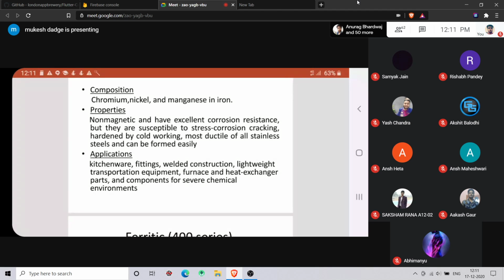The chemistry that it has is important. That can be hardened by cold working, right? Most ductile of all stainless steels and can be formed easily, right? So ductility and malleability are there in it, right? You can say forming also, formability, right?